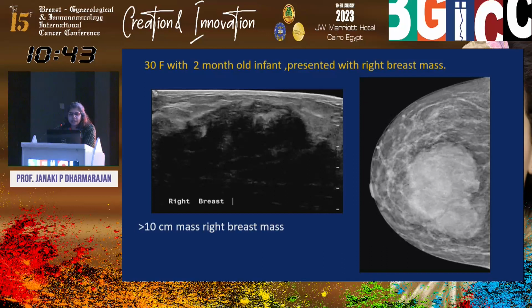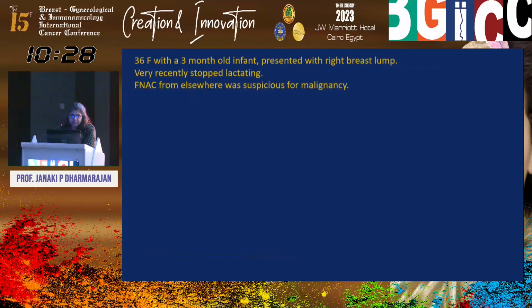This was a 30-year-old lady with a 2-month-old infant. She had presented with a right breast mass. The size at presentation was more than 10 centimeters, and this turned out to be an invasive mammary carcinoma grade 2, luminal B type. And ultimately, she proceeded with mastectomy with axillary clearance.